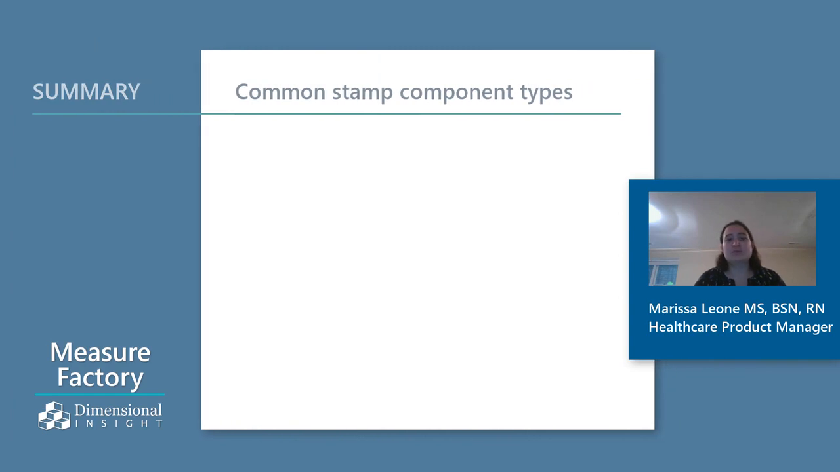So in conclusion, the 4 most commonly used component types for stamps are text, indicator, image, and chart. Each component and attribute has its own options and requirements, so we encourage consulting the help documentation for more information.